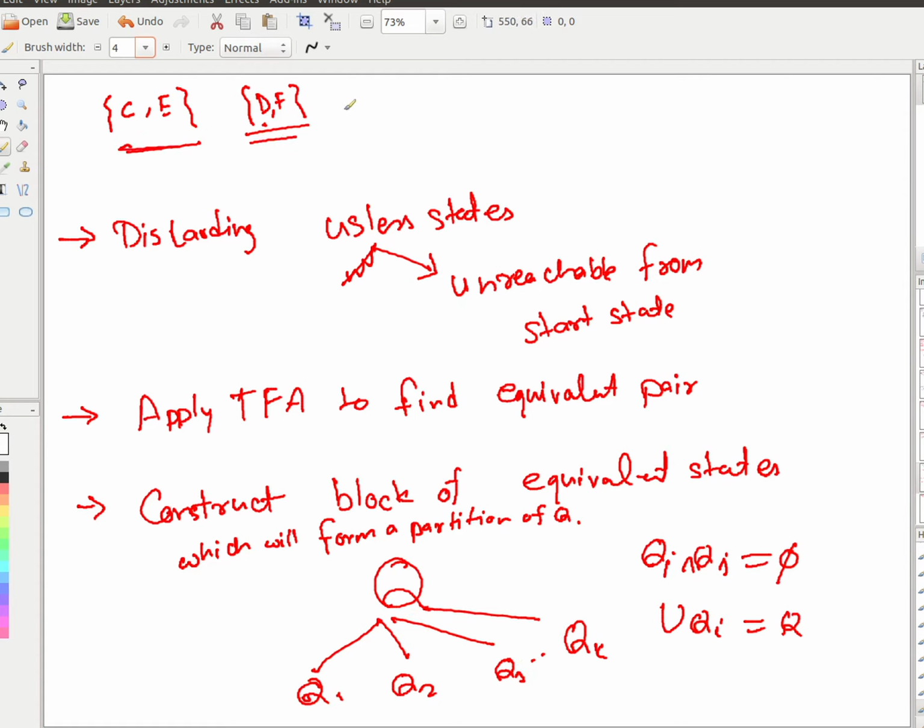So certainly it means that A is equivalent to none, so A is also a block. Again B is equivalent to none, so that is again a block. C, D, E, F is already done, then after that G is another block. So there are a total of 5 blocks, that's what we mean. In place of 7 states, now we have just 5 blocks.